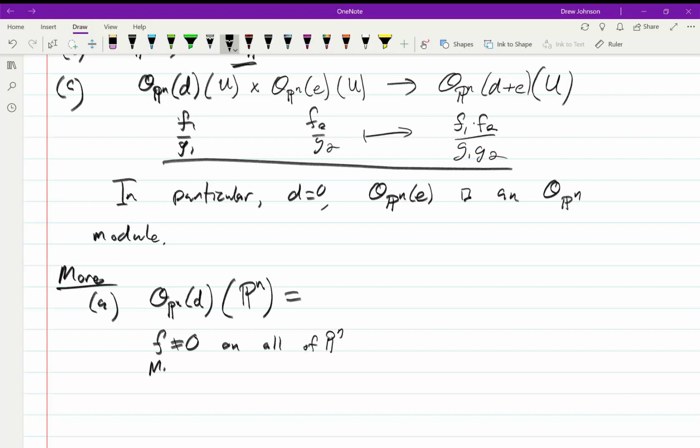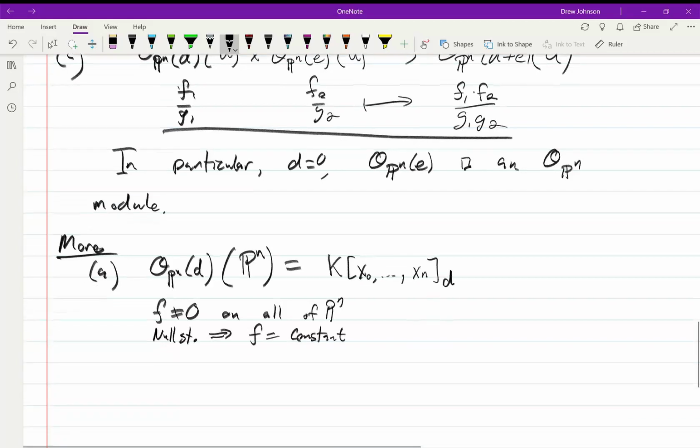Okay, by the Nullstellensatz, this implies that F is a constant, right? If you have a non-constant polynomial, it's going to be 0 somewhere on the projective space. All right, so then you can absorb it into the numerator. So it follows that the global sections are just the degree D homogeneous polynomials in this polynomial ring, right?